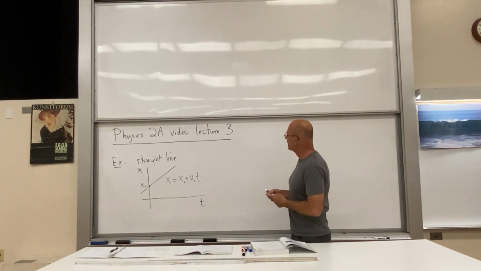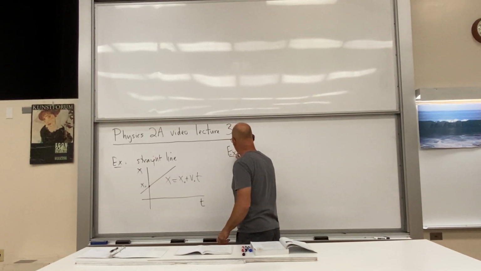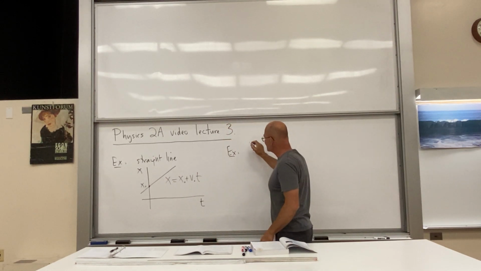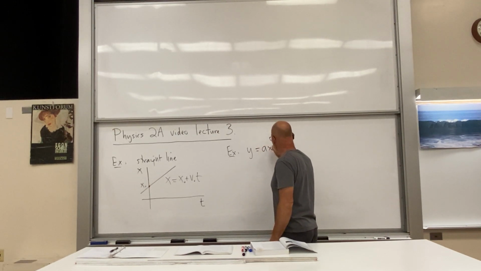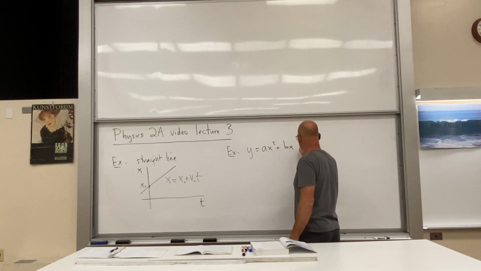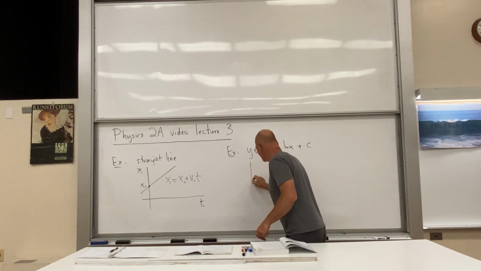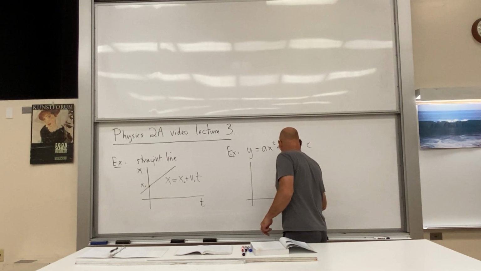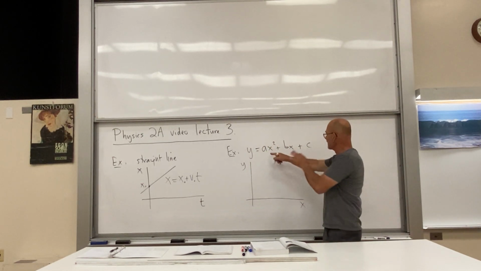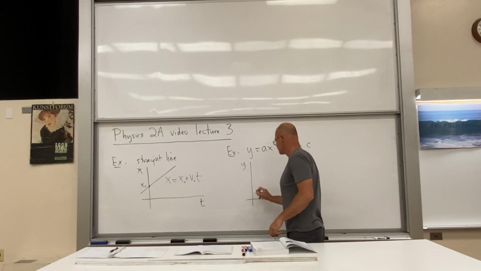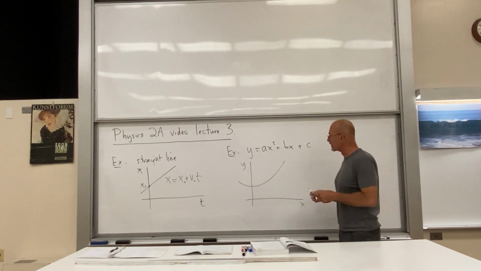I wanted to go to a parabola next. So this next example, y equals ax squared plus bx plus c. A, b, and c are constants. And if we were to graph this, y versus x, we could have any number of parabolas, right? Depending on the values of a, b, and c. I'll just do one like that. Okay, you've learned how to analyze those.